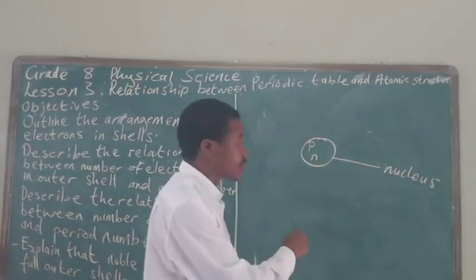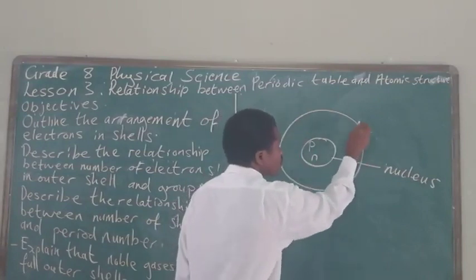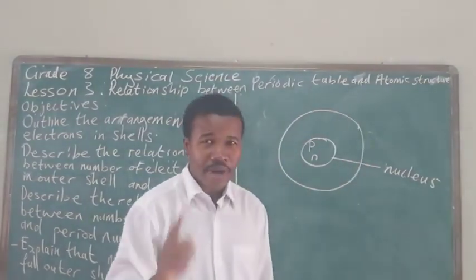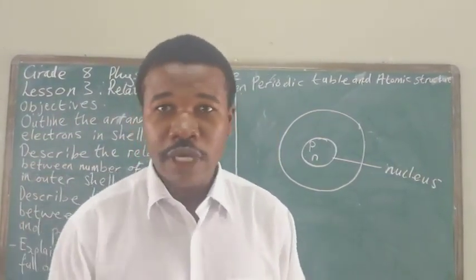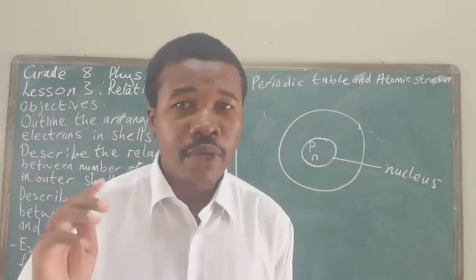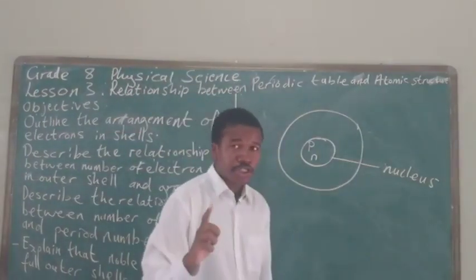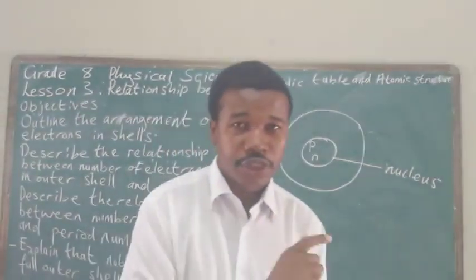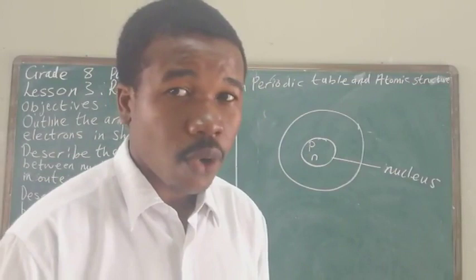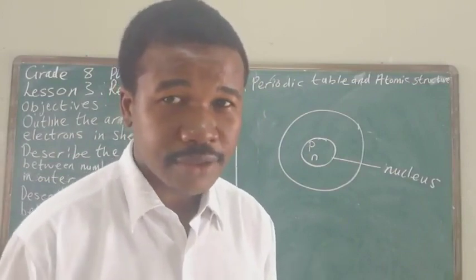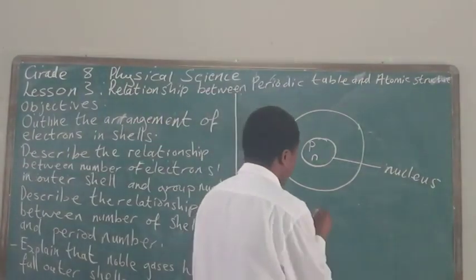Surrounding this nucleus, what do we have? We have what we call shells or orbitals. You can call them shells or you can call them atomic orbitals. What do we find in these shells? In these shells we find electrons.